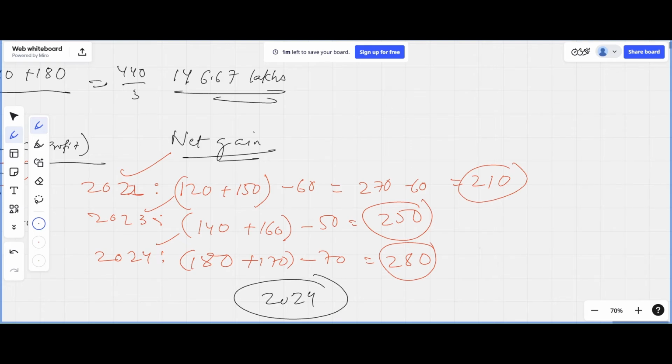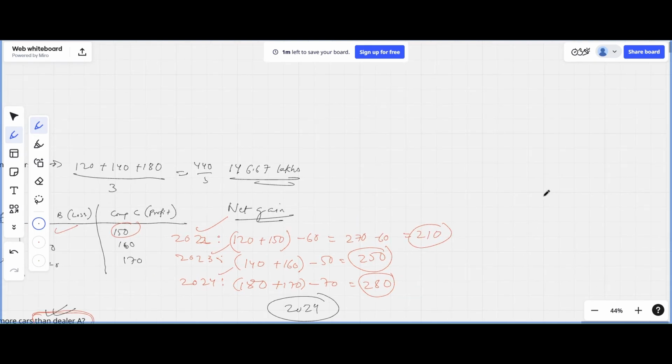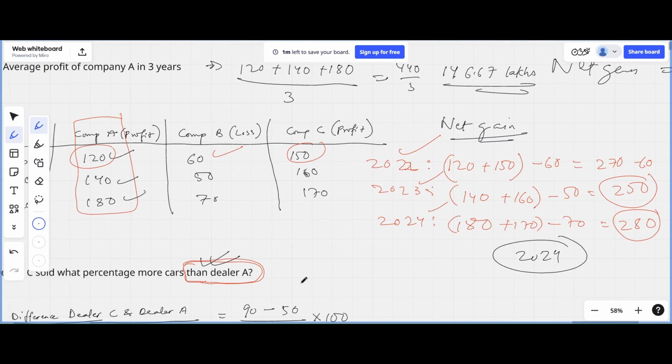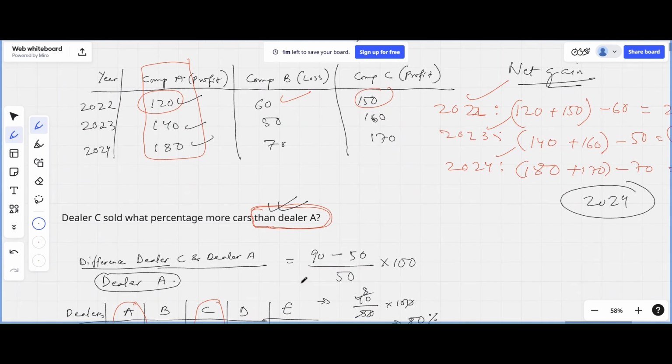Do you know how to find net gain now? Net gain means profit minus loss. You see how much you profit, you see how much you lost, and you subtract, and the remaining balance means net gain. So 2024 has the most profit. Now let's see again.